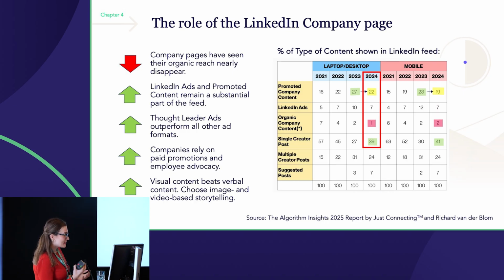We also see that LinkedIn ads are not as widely shown as before. And the most stark difference, as you can see here towards the bottom, is the single creative post. So what are some of the key takeaways from this data, from this table? Company pages are seeing their organic reach disappear. So next time you look at your LinkedIn reports, don't be surprised why, if you're posting from your LinkedIn company page, it's not receiving as many impressions and engagement.